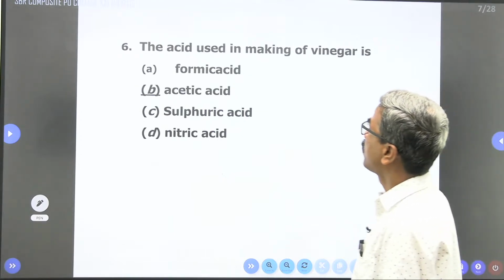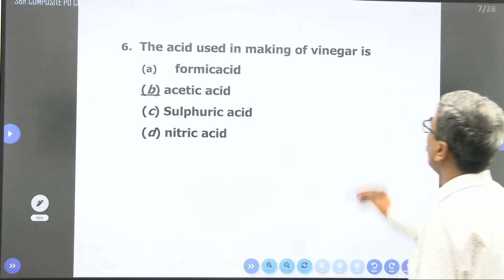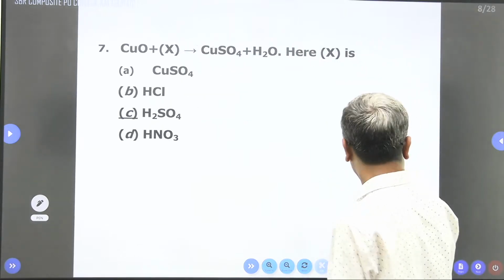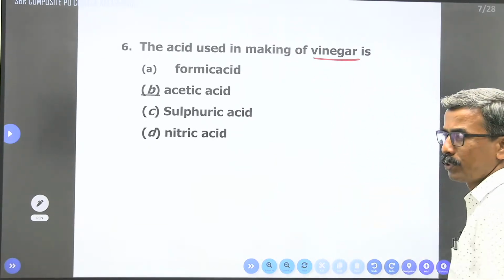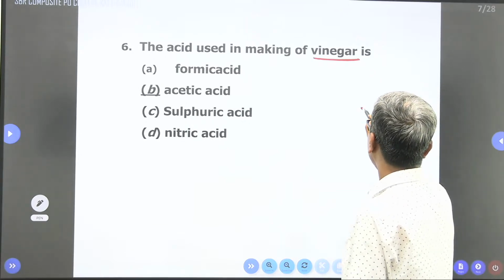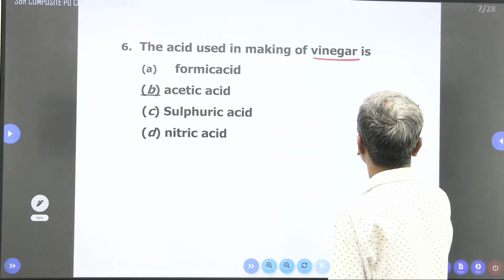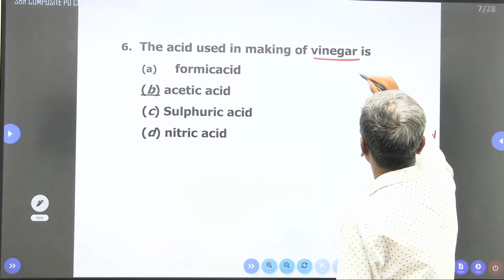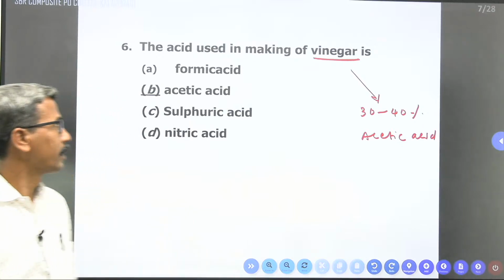Now, the statement of the question is: the acid used in making vinegar. Vinegar is a compound that is used in the preparation of some food items. It contains nearly 30 to 40% acetic acid. This vinegar is nothing but it is going to contain like 30 to 40% of acetic acid.